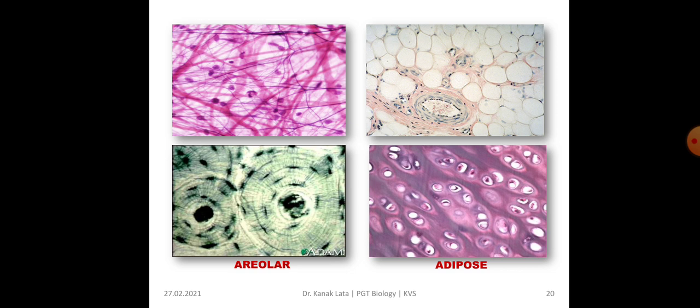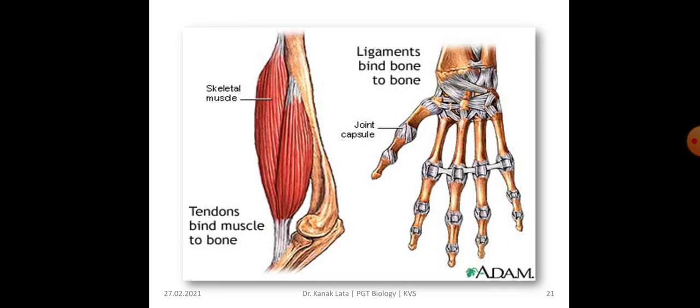This is the figure of areolar tissue and adipose tissue. Now you can see a skeletal muscle, and here it shows tendons that bind muscle to bones, and here in the palm it is ligaments that bind bone to bone.